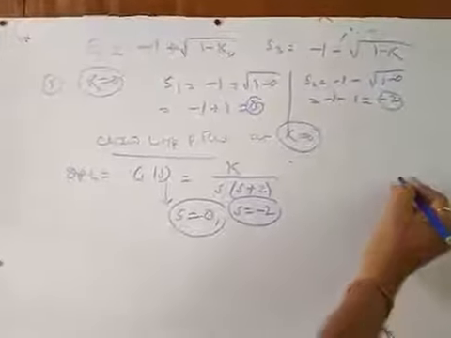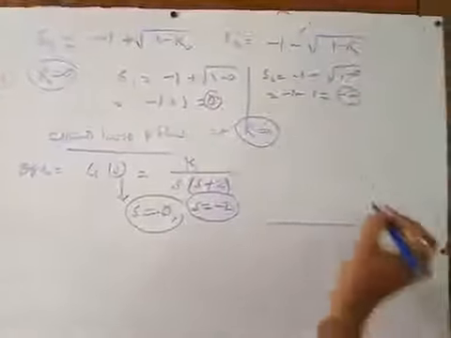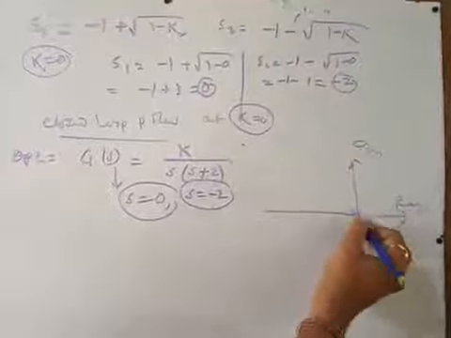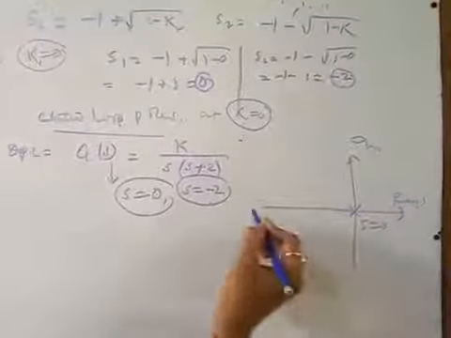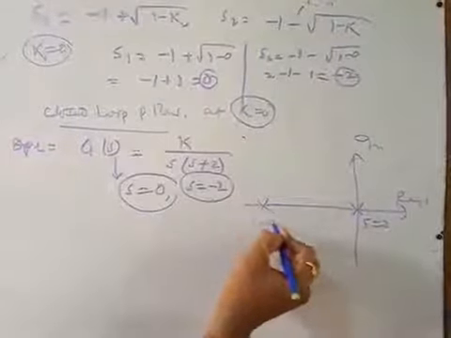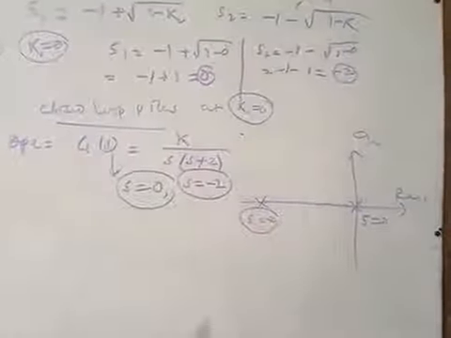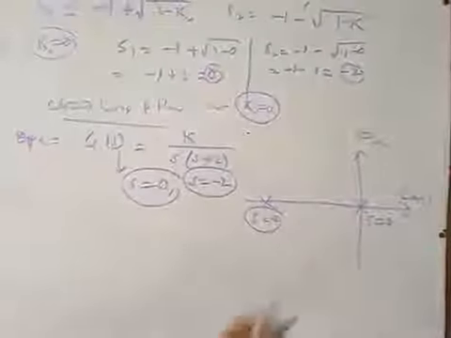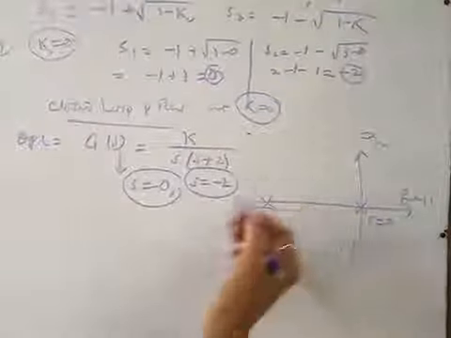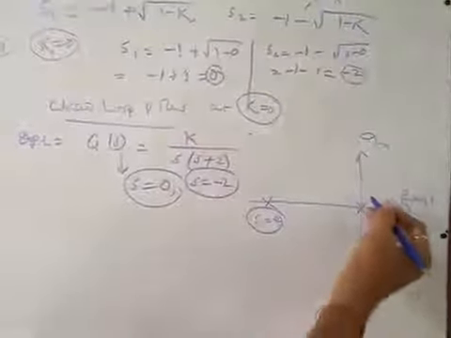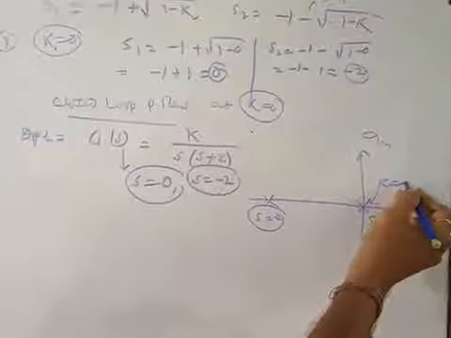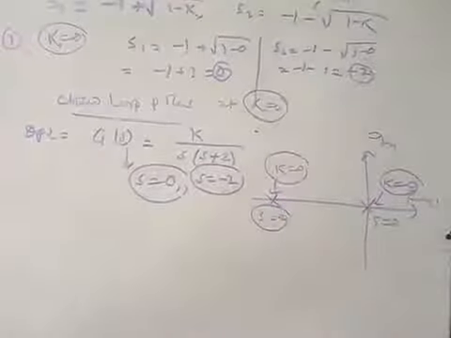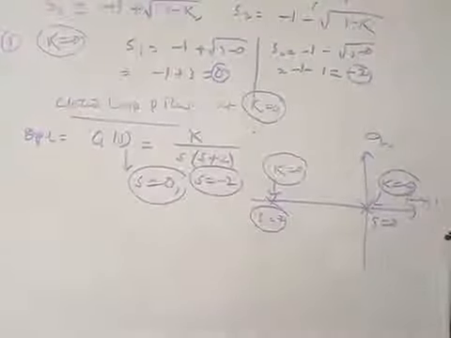That means if you just plot like this, real and imaginary, and this is your s equal to 0 on the s plane, and this is your s equal to minus 2. These are the pole locations of the closed loop system. We are dealing with the closed loop poles variation. So if these are the closed loop pole positions, these are nothing but equal to the open loop pole positions when K equal to 0. That means you can write like this: at K equal to 0, closed loop poles are similar to the open loop poles.